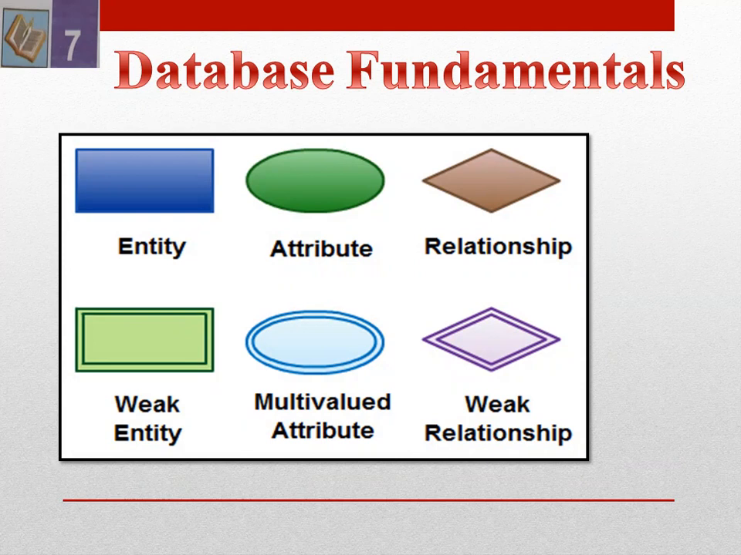So entities can be represented with the help of the rectangle. Then we have the oval, which is used to represent the attribute, and a relationship can be represented with the help of the diamond shape. And we have weak entities, multi-valued attributes, and the weak relationship also. A double rectangle is used to represent the weak entity, multi-valued attributes can be represented by the double oval, and the weak relationship can be represented with the double diamond shape.